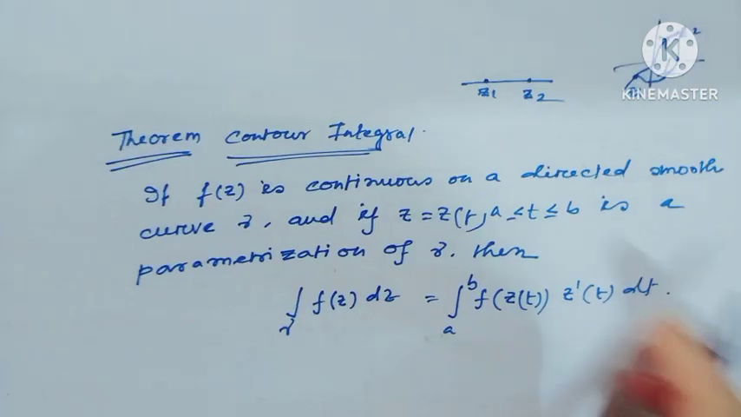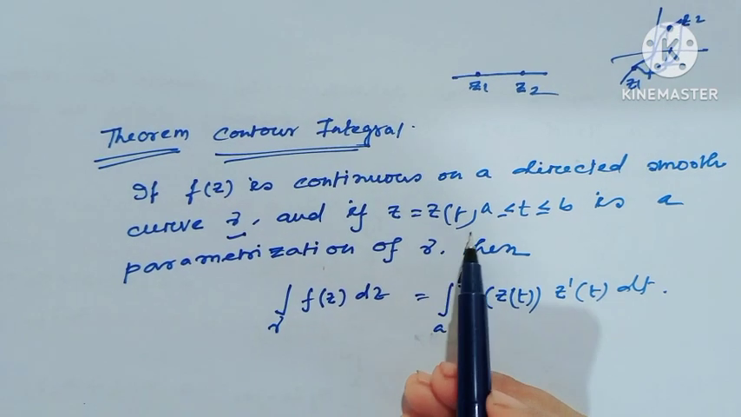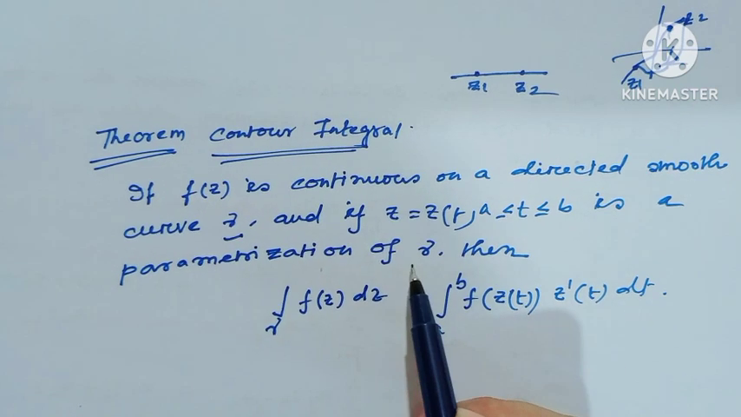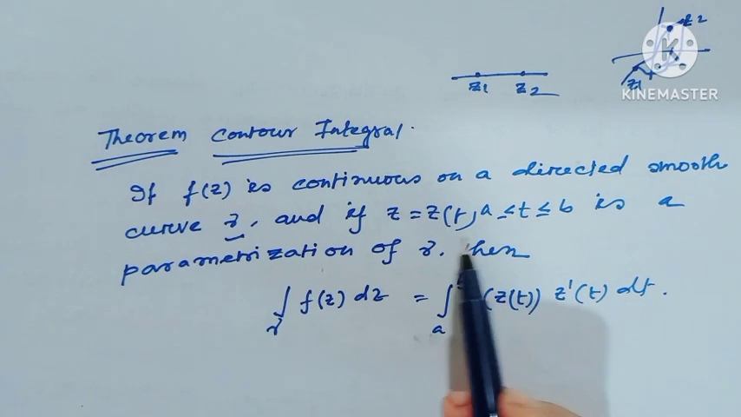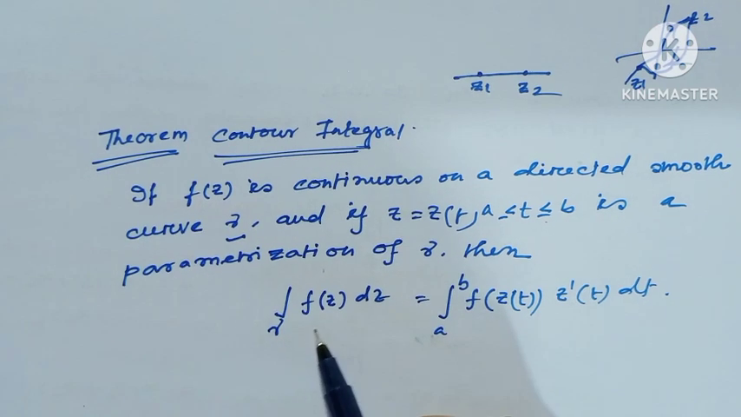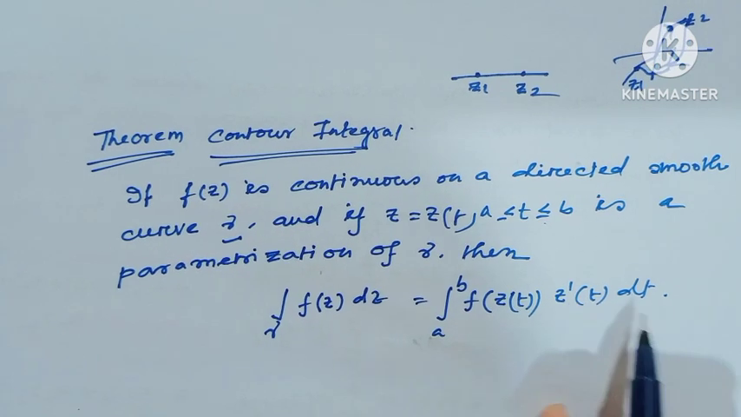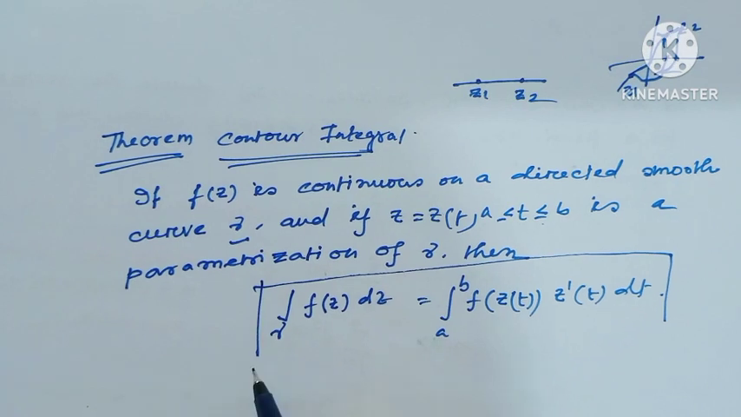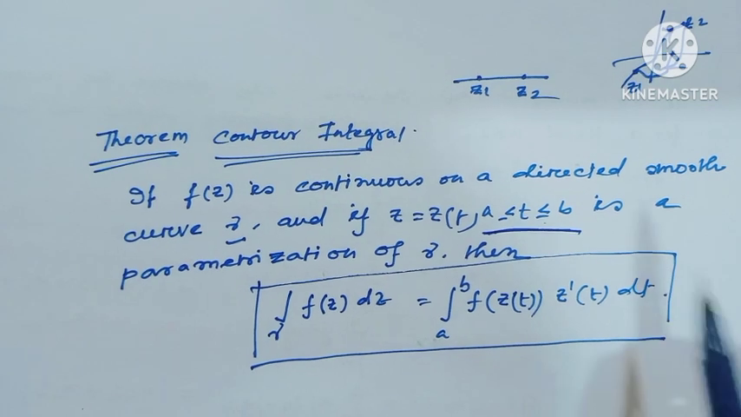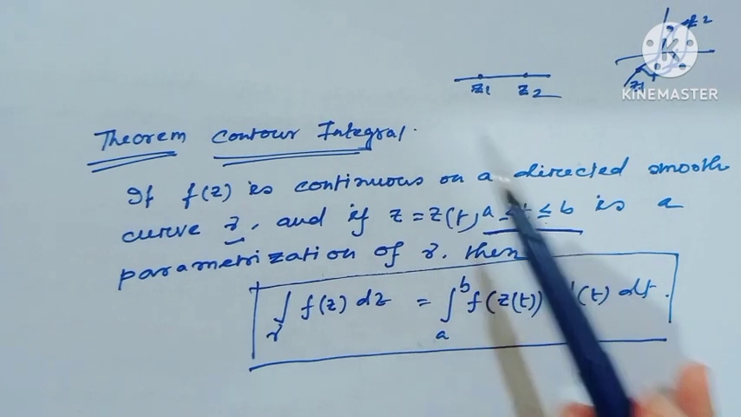So if f(z) is continuous on a directed smooth curve gamma and z equals z(t), where z(t) is the parametrization of gamma, where t lies between a and b, then the integral over gamma of f(z) dz equals the integral from a to b of f(z(t)) z'(t) dt. This is the parametrization of gamma on the interval [a, b]. This is actually the complex integration, and this is called the contour integral.